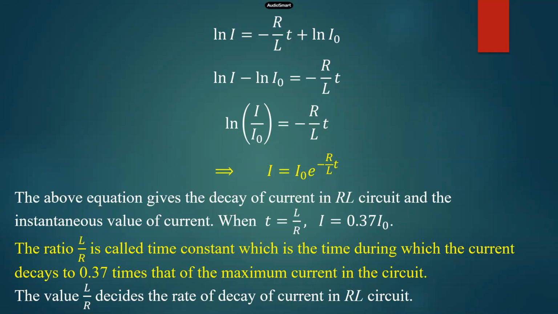If the L by R ratio is very small, if the time constant is very small, the decay of current is going to be very fast. Suddenly, current decreases. If the L by R ratio is large, then current will decrease slowly. Okay, so the rate of decay of current will be slower. That's why the value of L by R decides the rate of decay of current in the RL circuit.